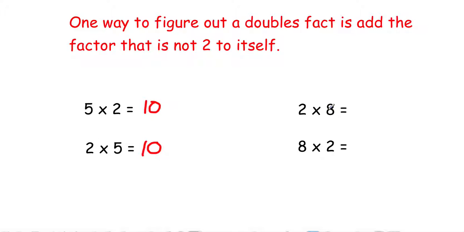And then 2 times 8. Well, you could do 8 plus 8, couldn't you? So 8 plus 8 is 16. So 8 times 2 and 2 times 8 is 16.